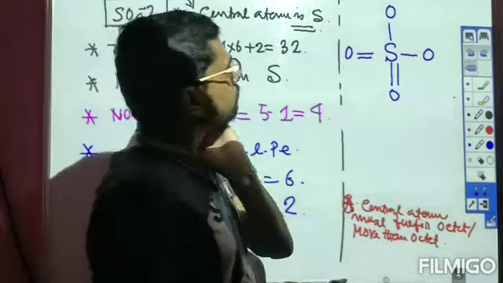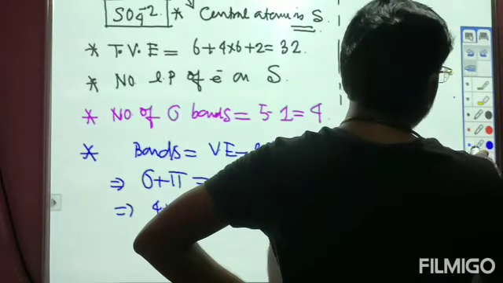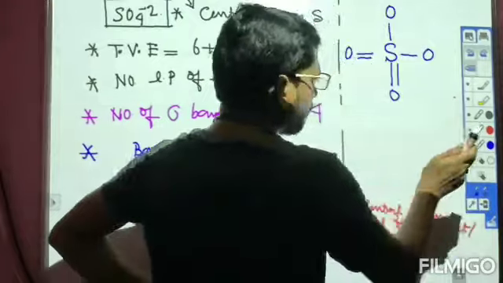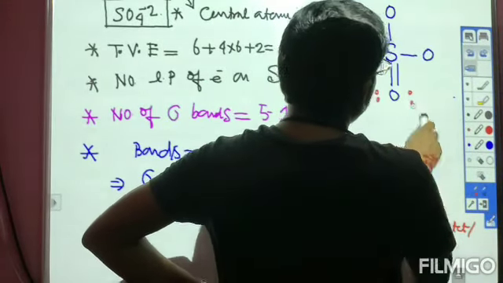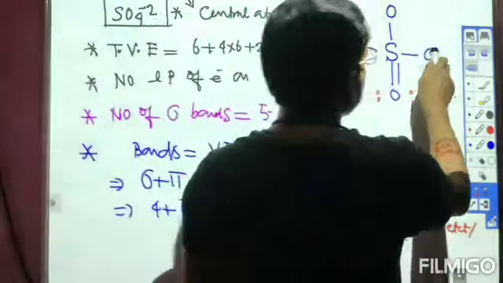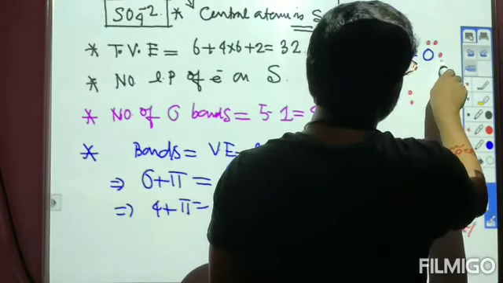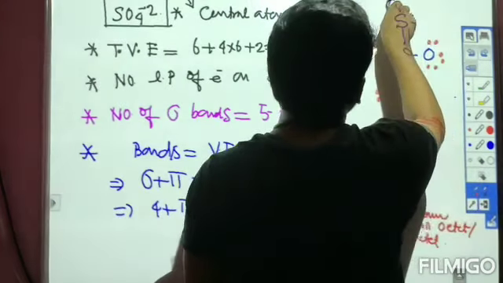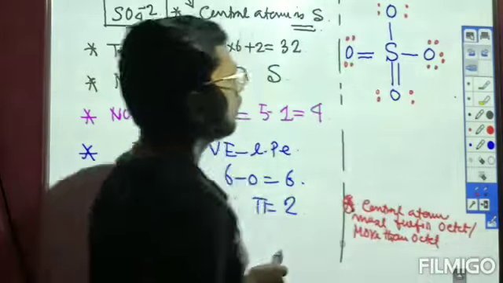Now oxygen will have lone pair electron 1 2 3 4. So 2 pairs of electron, this oxygen has 2 lone pairs of electron, and this oxygen 1 2 3 4 5 6, and here 1 2 3 4 5 6.